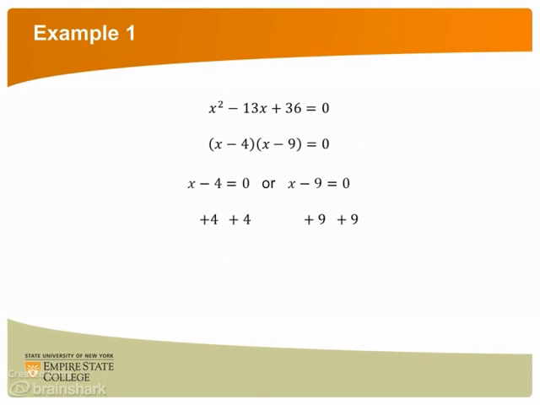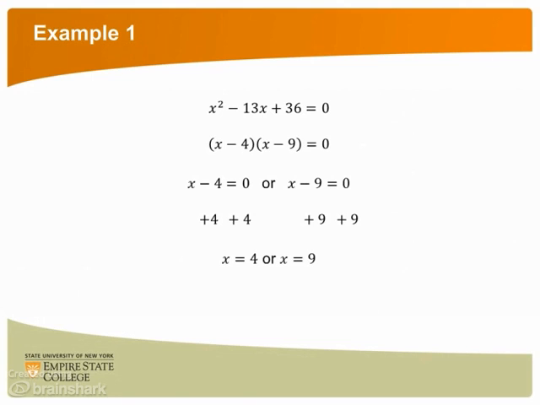To solve the first equation, we add 4 to both sides. Add 9 to both sides to solve the second equation. So our solutions are x equals 4 or x equals 9. Note that we got two separate answers. In mathematics, we may get as many distinct solutions as the highest exponent in the equation. Since we had a squared term, we got two different answers.